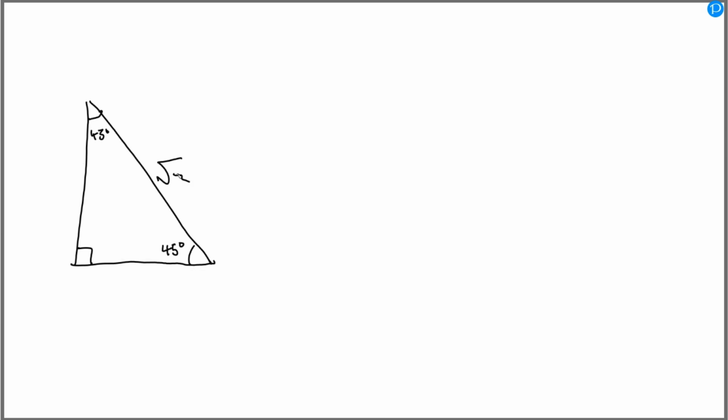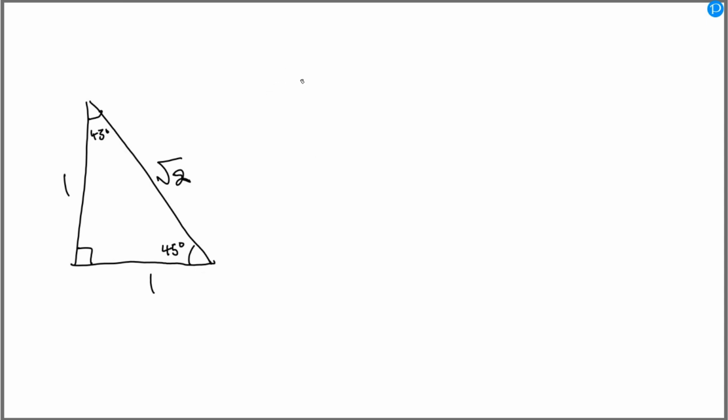And now there's one more special triangle, and that's the 45-45 triangle. In this triangle, both of these corners are 45 degrees. Of course, this is 90 degrees again. Here, the hypotenuse is root 2, and both legs are just 1.